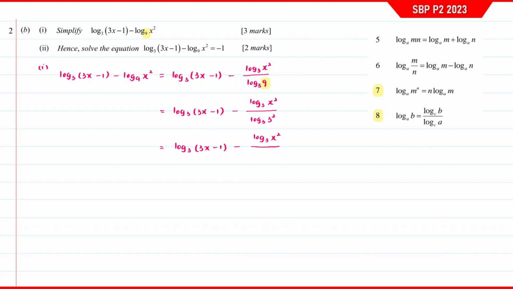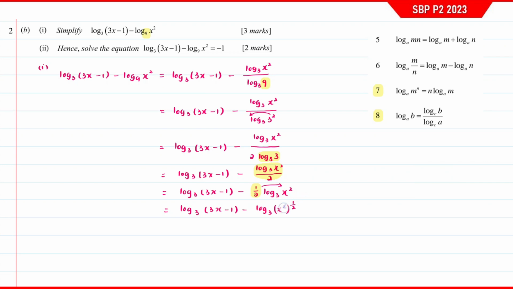So here using the power law, which is formula number 7, we can move the 2 to the front. Then it will be 2 times log base 3 of 3. So log base 3 of 3 is equal to 1. When multiplied by 2, we're going to get 2 over. Next, for this part, I can write this as 1 over 2 times log base 3 of x squared. Next, using the power law, I can move this 1 over 2 as the power of the x squared. So here when 2 multiplies 1 over 2, we can cancel this, so we are just left with x.